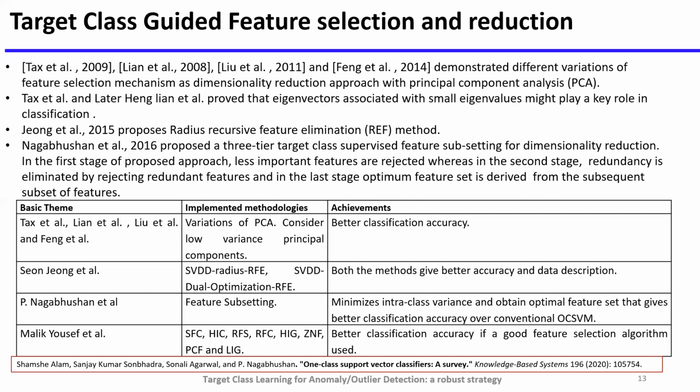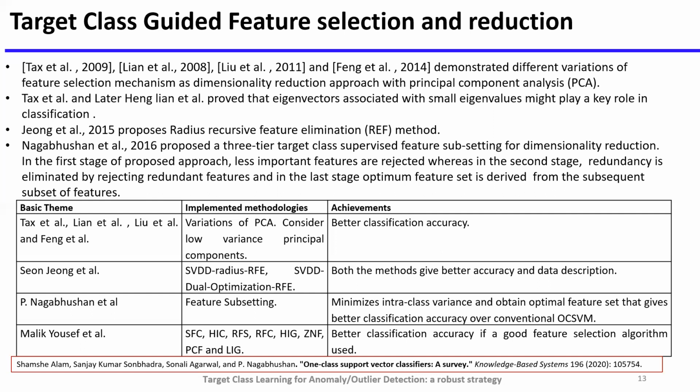Based on this phenomenon, these researchers have identified that it is not always true that the principal components with higher eigenvalues are the most important. It has been proven that the eigenvectors with small eigenvalues may play a big role in classification if we talk about one-class learning.